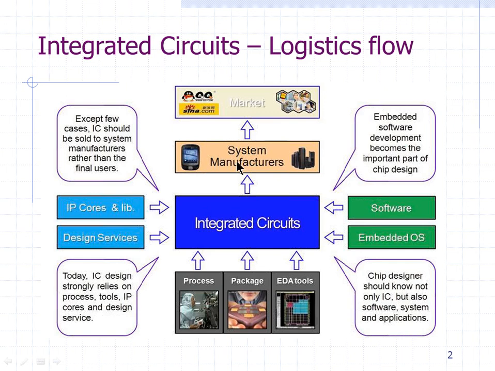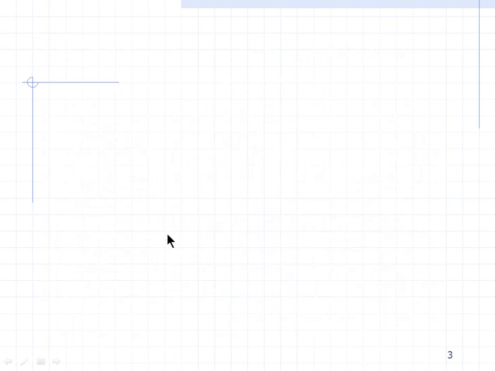Once the chip is manufactured, you will send it to system manufacturers where it will be integrated along with the rest of the product or system, and then it will be shipped to the end market, where the end consumer would use it. So this more or less is the logistics flow for any integrated circuit, and it is more or less true for any IC design that you will carry out from an overall perspective.